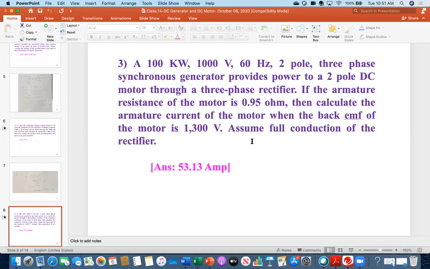See the very last sentence: assume full conduction of the rectifier. When it says full conduction, it means there is no delay, no angle delay. Immediately from the 0 point, the voltage and current are working through the rectifier. That is the meaning of full conduction, so full conduction means 0 degree alpha. If there is any firing angle, it will be clearly mentioned, like assume firing angle is 5 degree, 10 degree, whatever. But full conduction means it is fully working. There is no delay.